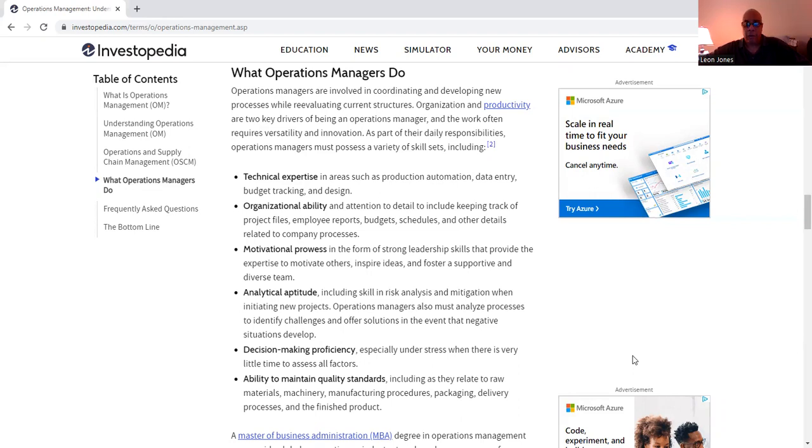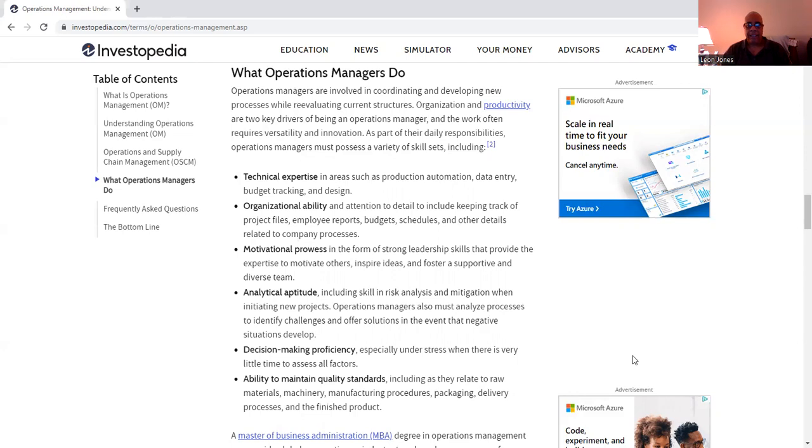And then what they do is they work often, and their work requires versatility and innovation. So as part of their daily responsibilities, operations managers must possess a variety of skills, including technical expertise in areas such as production, automation, data entry, budget tracking, and design.